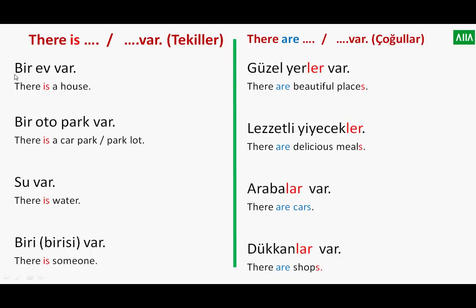Let's start now. Bir ev var. As you see here, this is the English form. There is a house, or there's a home. Bir ev var. As you see here, bir ev, a house, which is an object. Then after that we use there is, which is var in Turkish. So, bir ev var. Bir otopark var, which is a car park or parking lot. Su var. Biri var, or you can say birisi var.